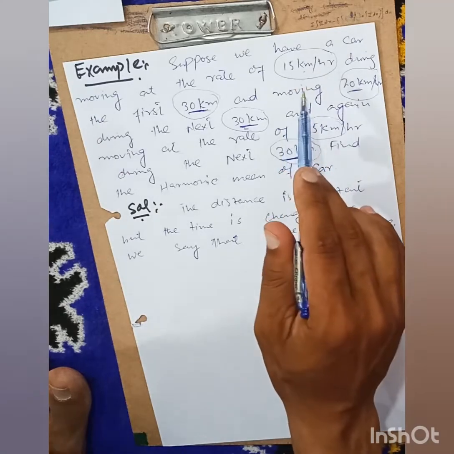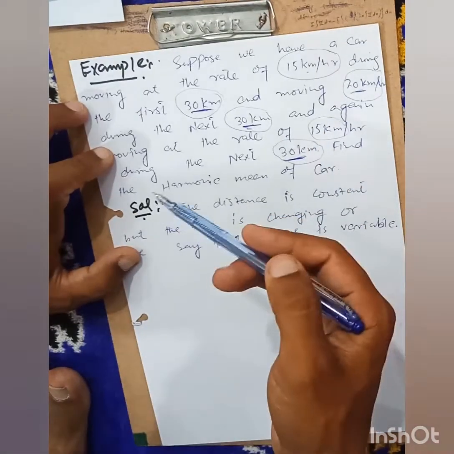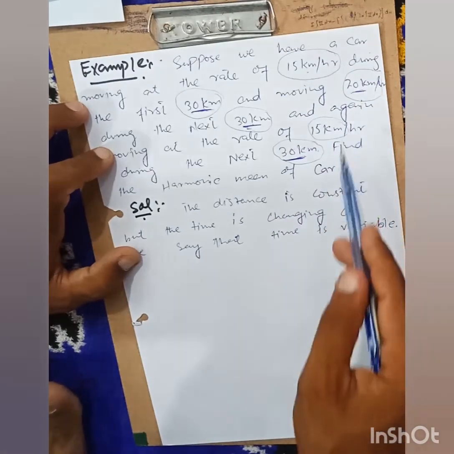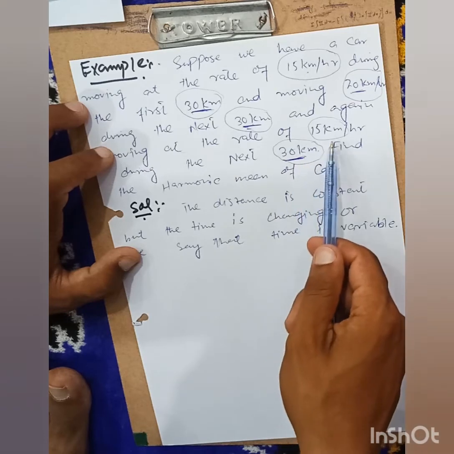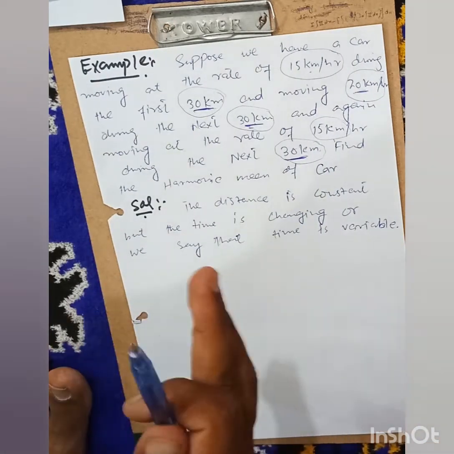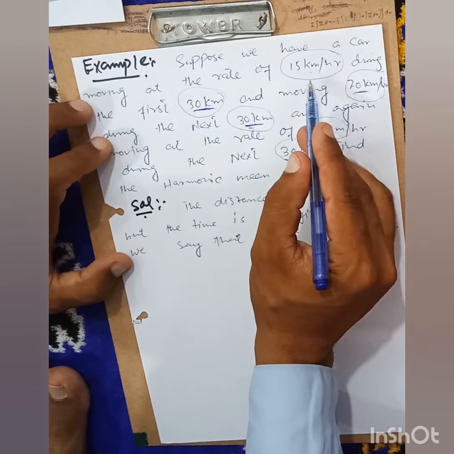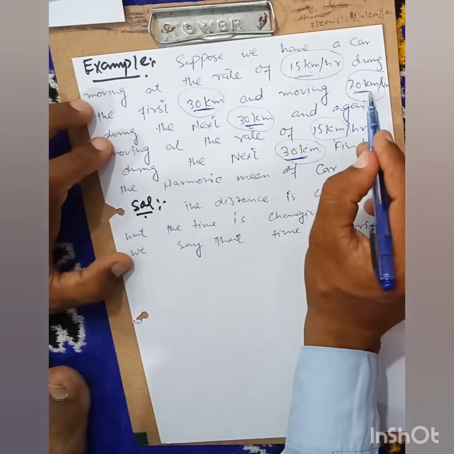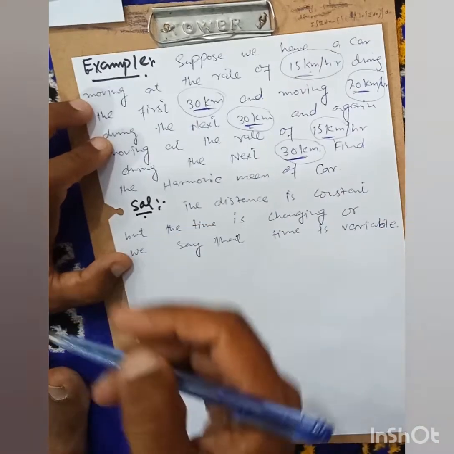In the first 30 km the car is moving 15 km per hour, in the next 30 km the car is moving 20 km per hour, and in the next 30 km the car is moving 15 km per hour. You see that the time changes as the car moves. So this one, 15 km, 20 km, and the next 15 km, is the observation we have.